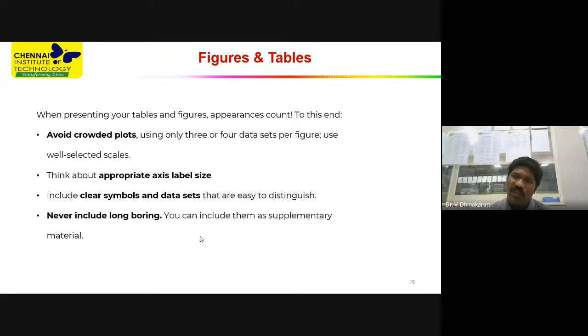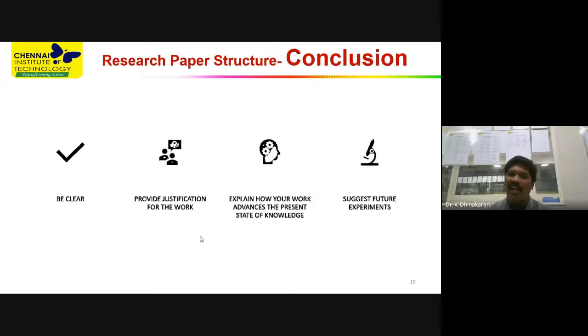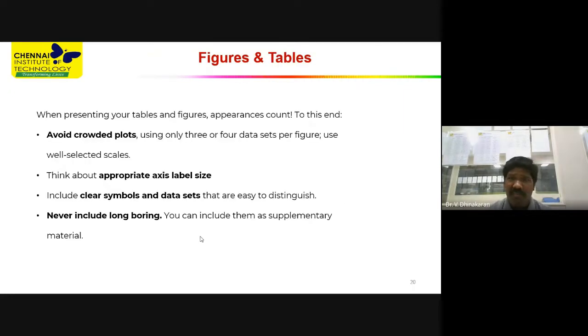Okay. So if you follow this properly and write in this way, certainly you can aim for your article to be published in high quality, high impact factor journals. And figures and tables: when drawing a table, the caption should be above the table.